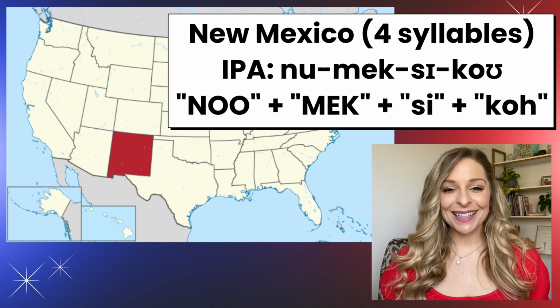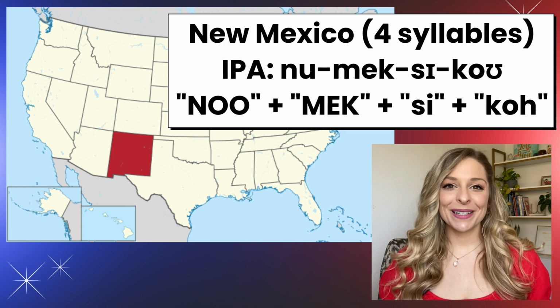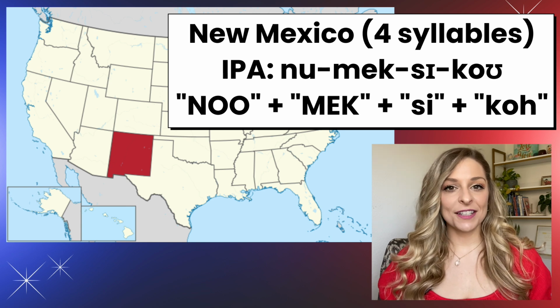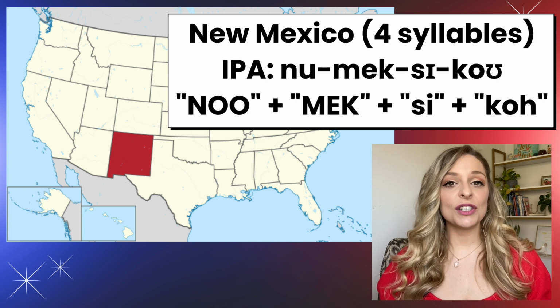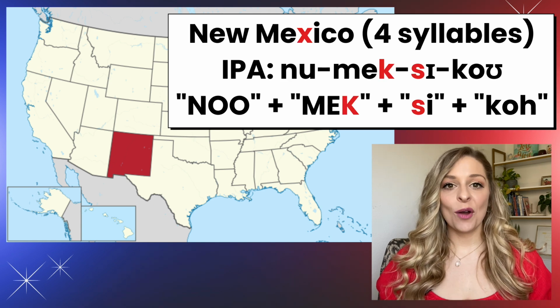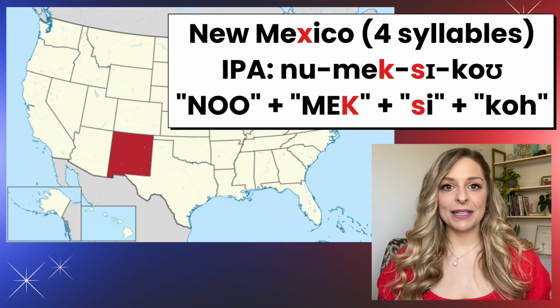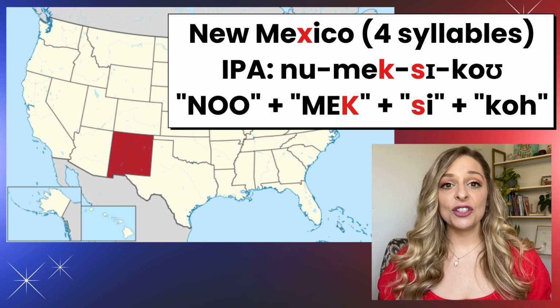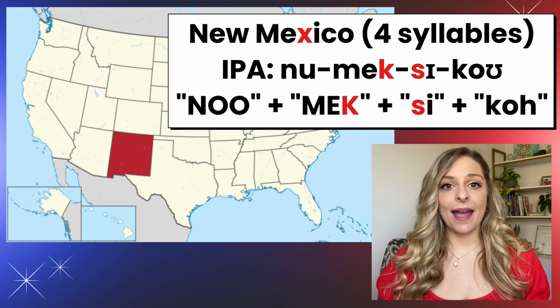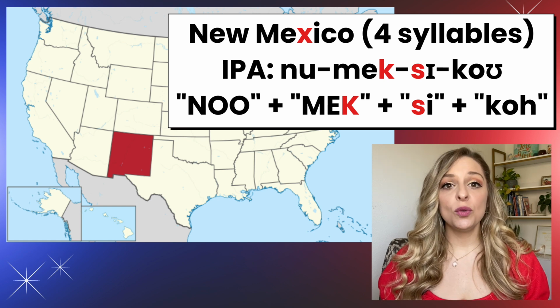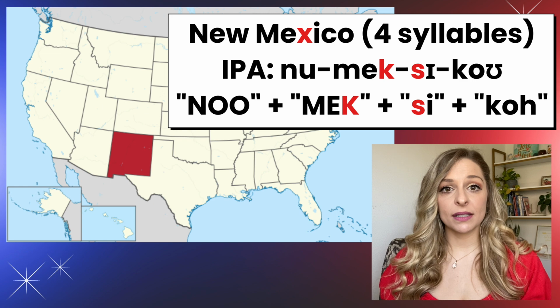Number 31, New Mexico, New Mexico. This word has four syllables and we stress the first two. Now, if you are Spanish speaking or you come from Mexico, that X might be a little tricky for you, but it really just makes a KS sound. New Mexico, New Mexico.